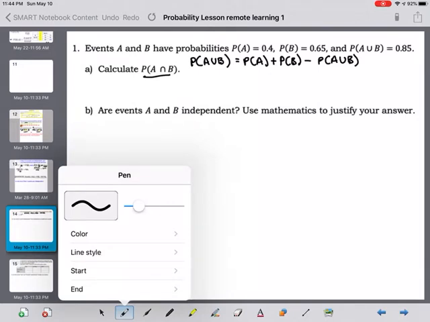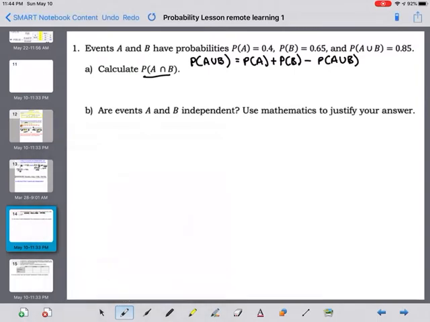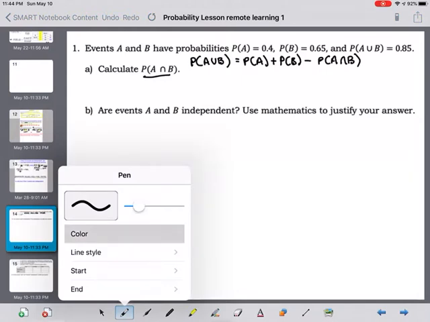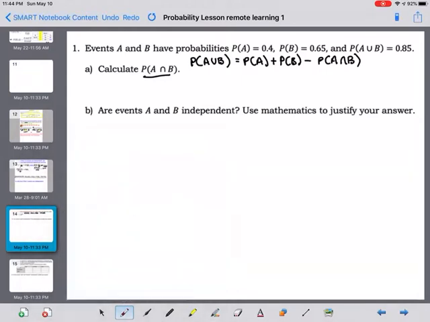So now we're going to plug in all of our numbers. Oh, I wrote this wrong. This one should be and B over here. My bad. Probability of A and B. Sorry about that. You definitely want to fix that.